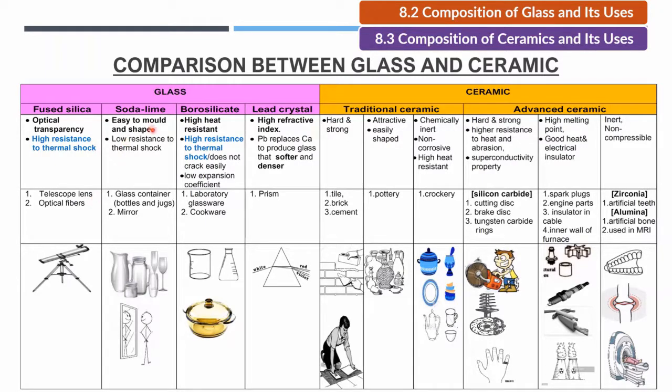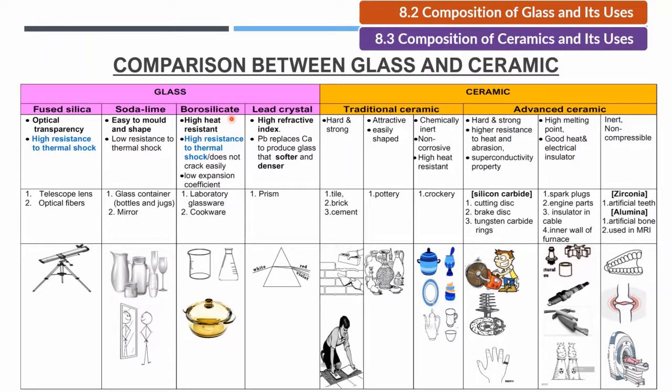Soda lime property is easy to mold and shape. You can remember it like this. Okay, soda is related to soda drink. Soda drink is filled in containers, in bottles. So soda lime property is easy to mold and shape and suitable to make glass containers, different shapes of bottles and jugs, and mirrors.